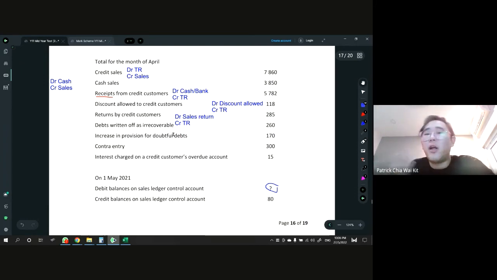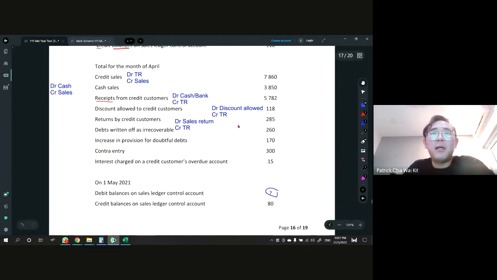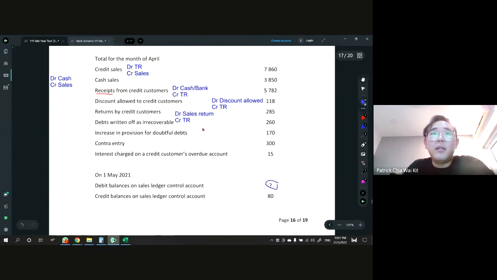So debt written off. The words written off just mean bad debt. Don't worry about what's written off or irrecoverable. It just means bad debt, right? Written off just means cancel off. It becomes a bad debt. So bad debt account double entry. Let's put it here, okay? So bad debt.